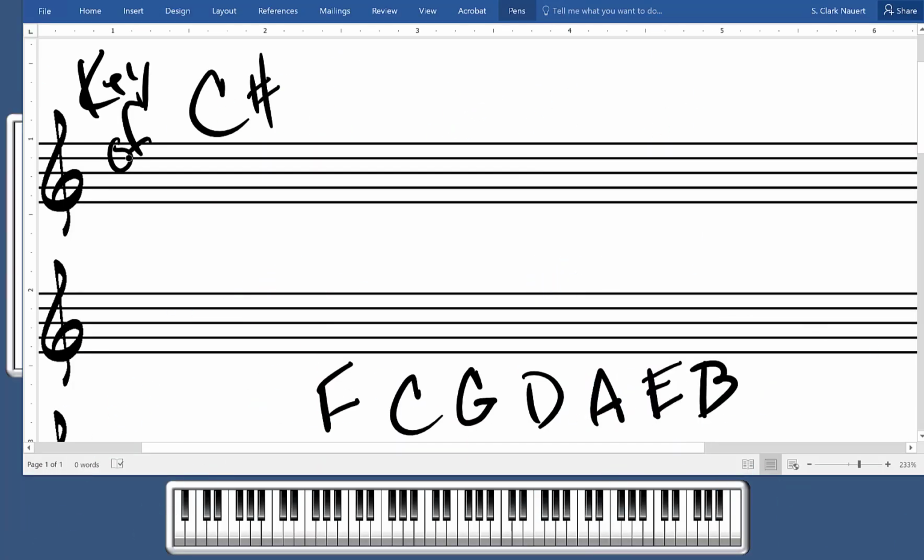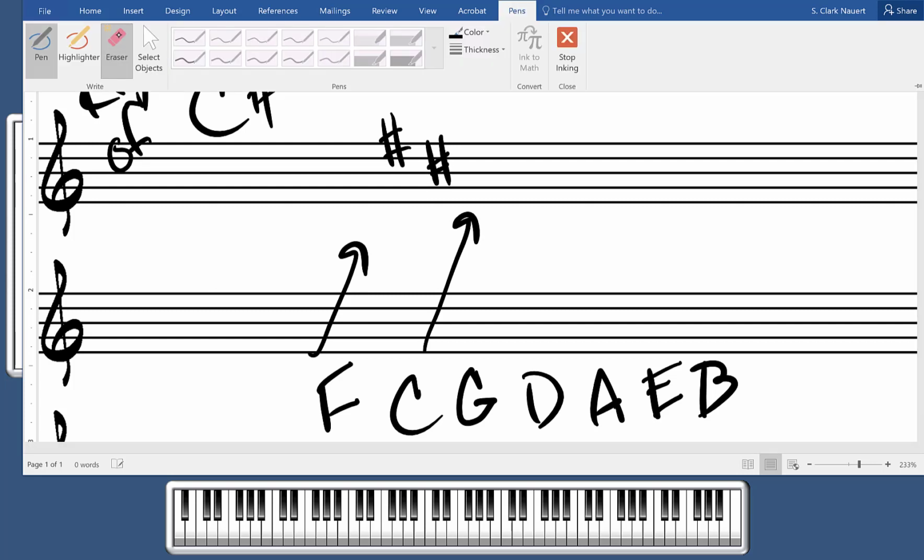Okay, we're back, and we're going to do the key signature for the key of C sharp. If we can make that pattern work, then we'll be able to do the pattern for any other key with sharps in it. So we start with F, and that will go on the 5th line. Every key signature with the sharps starts with F, and the F goes on the 5th line. Then we'll have C sharp. C sharp will go on the 3rd space.